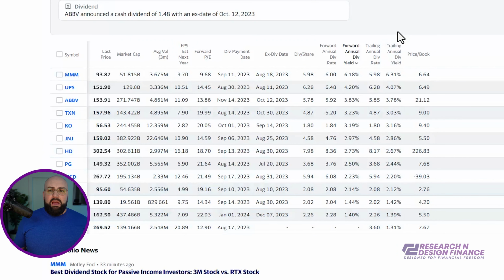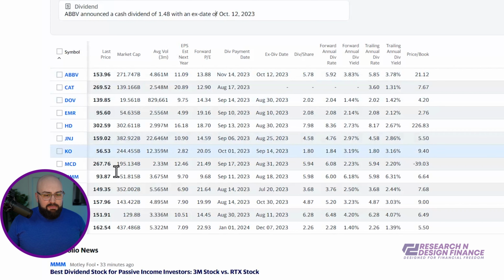Because again, if you are looking to add some dividend power to your portfolio and you want to start bringing that money in every month or every quarter, this is a place to look. On the bright side, these dividends are paid out every quarter. So if you're looking again for quarterly growth, this is a good place to start. Now, if I look here, the market cap on these is 271 billion for something like AbbVie, but some of these are actually quite a bit smaller: 51 billion with 3M, 129 billion with UPS.